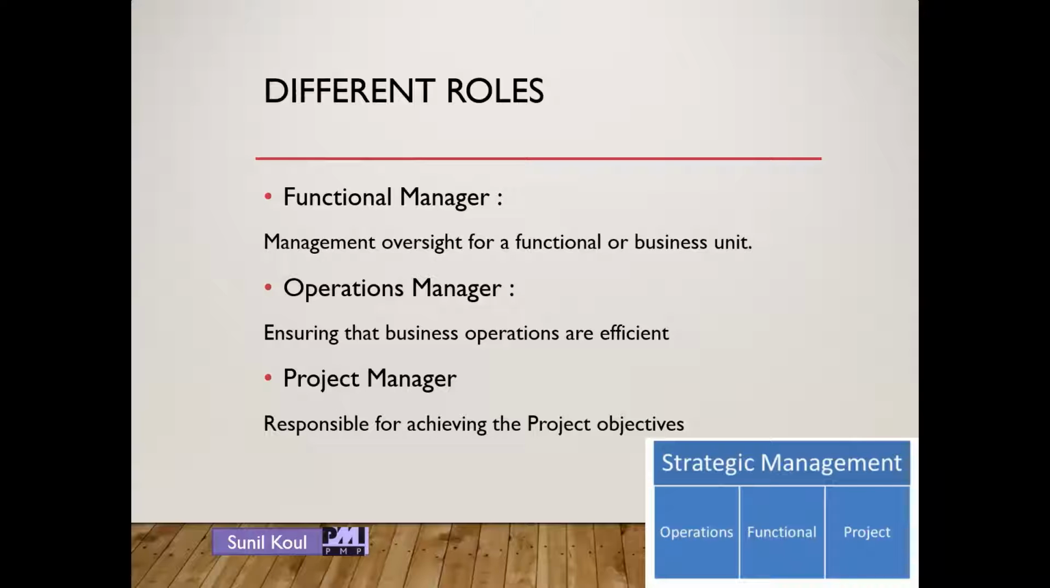The operation manager is basically there to run the business operation smoothly and efficiently on a daily basis. And the project manager is responsible to meet the project target, like to achieve the goal for which the project is set, or to achieve the project objectives. In the previous video, Project Management Part 1, I discussed the difference between project and operation. That will give you a clear idea of what an operation manager does, what a project manager does, and what a functional manager does. All have different roles to play in a particular organization.